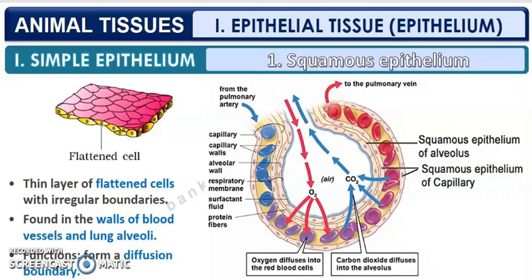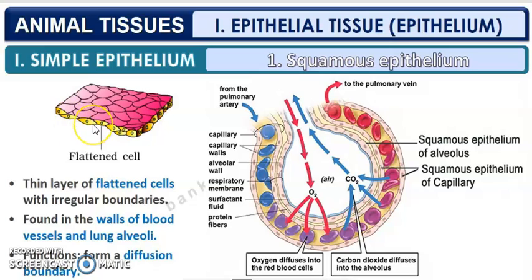So as we know, it is a simple epithelium, so it will have only a single layer of cells. It is made up of a single thin layer of flattened cells with irregular boundaries. You can see it here. So these are flattened cells. They are not bulged like the other epithelial cells.